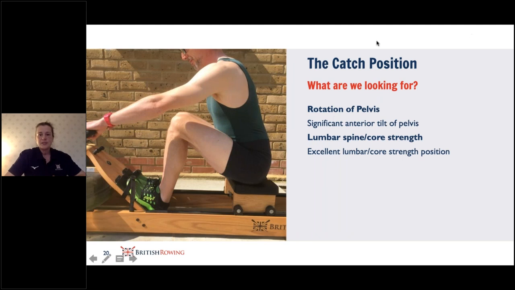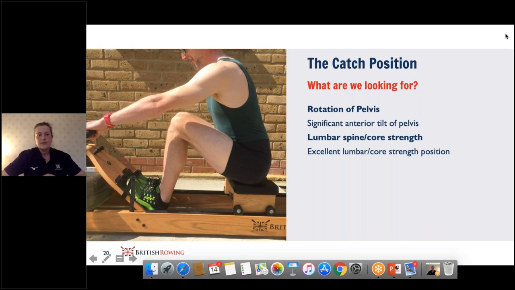So normal catch position, what are we working towards? There's two things we need to be looking at. One is the rotation of the pelvis and one is the lumbar spine and the core strength. The lumbar spine is this part of the spine which I'm looking at with my mouse at the moment. And the rotation of the pelvis is around the glutes area. So thank you for my model here on this water rower in the sunshine.